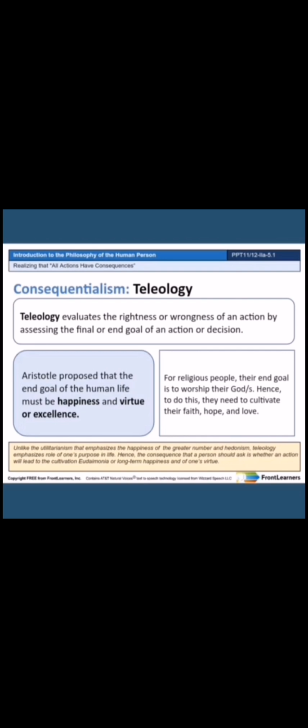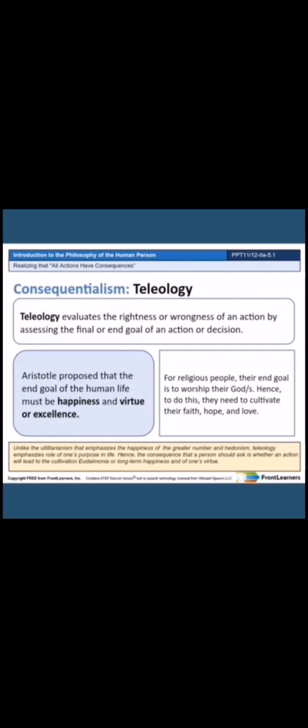Unlike utilitarianism, which emphasizes the happiness of the greater number and hedonism, teleology emphasizes the rule of one's purpose in life. Hence, the consequence that a person should ask about is whether an action will lead to the cultivation of eudaimonia, or long-term happiness, and of one's virtue.